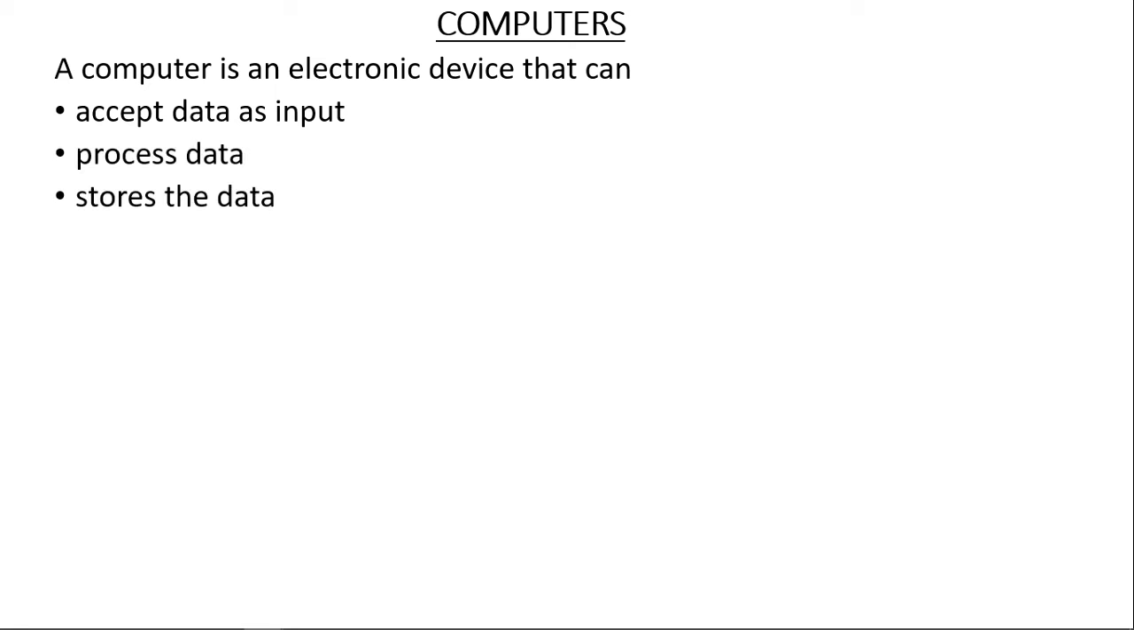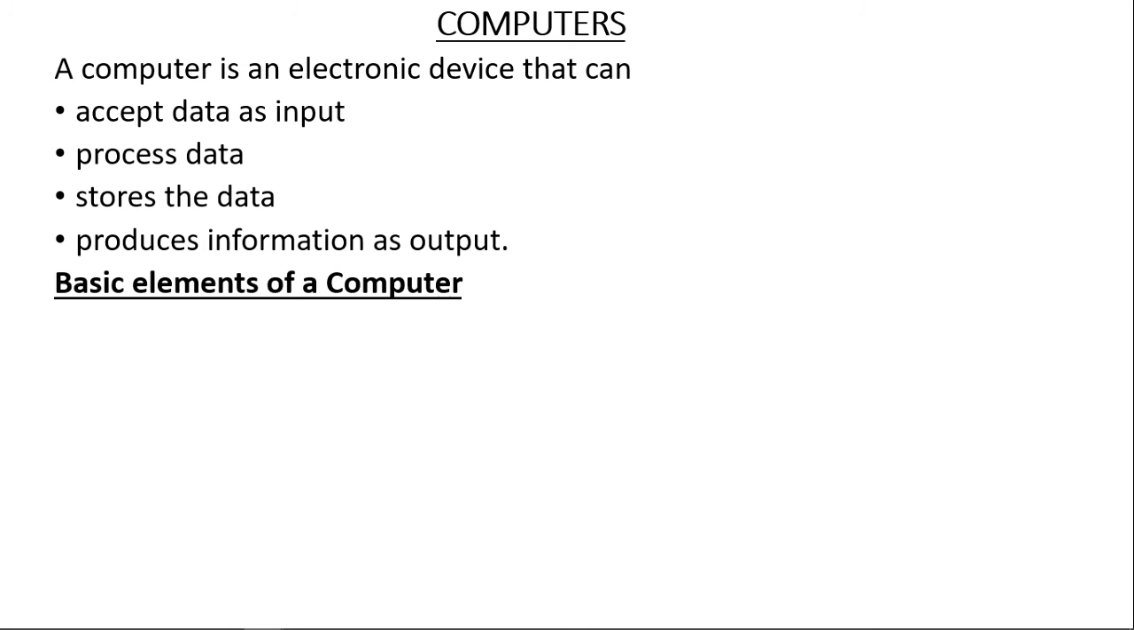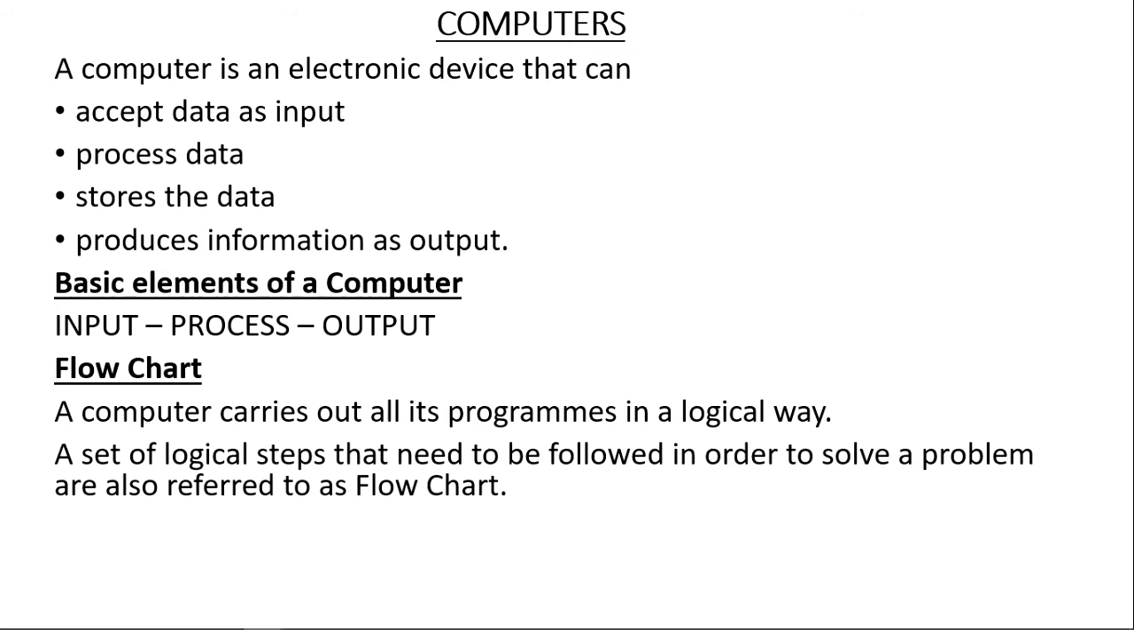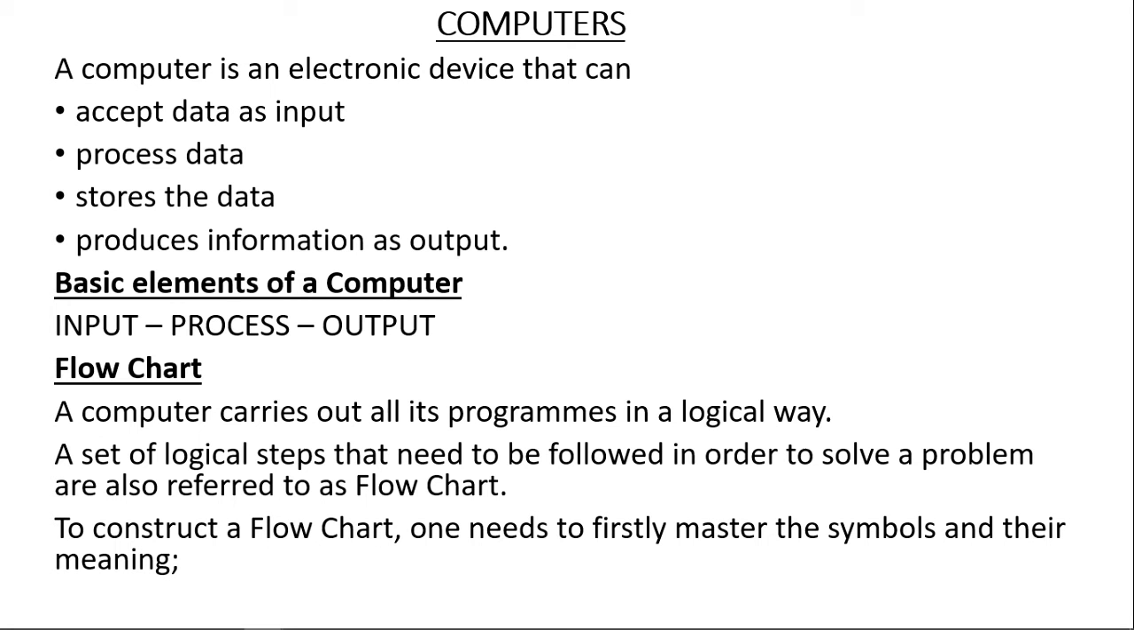Computers. A computer is an electronic device that can accept data as input, process data, store the data, and produce information as output. Basic elements of a computer: input, process, output. Flowchart. A computer carries out all its programs in a logical way. A set of logical steps that need to be followed in order to solve a problem is also referred to as a flowchart. To construct a flowchart, one needs to firstly master the symbols and their meaning.